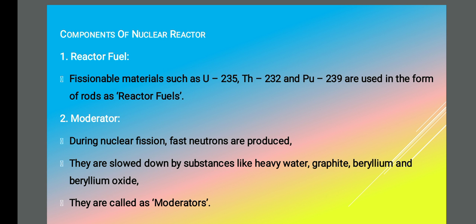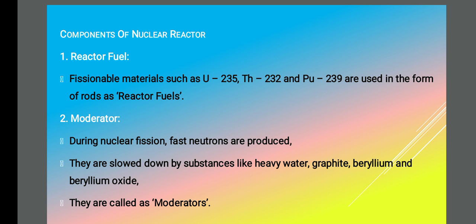So now we can see the components of nuclear reactor. We have 6 components. The first one is the reactor fuel. What do you mean by reactor fuel? It's a fissionable material. For example, uranium-235, thorium-232, plutonium-239. So these are the different reactor fuels. They are used in the form of rods.